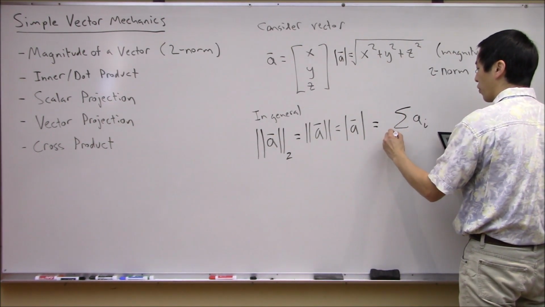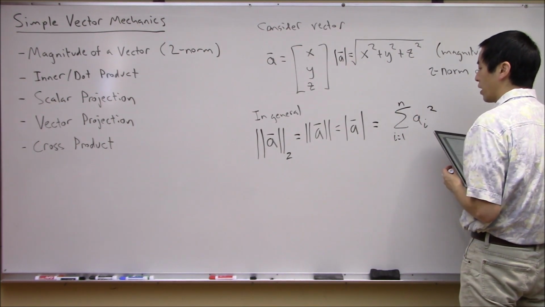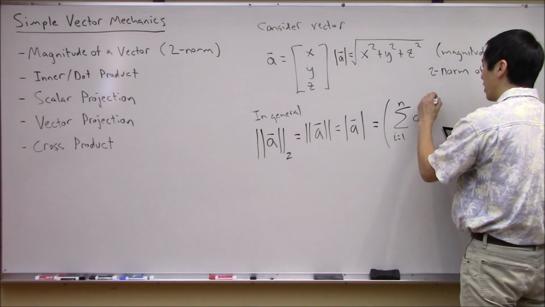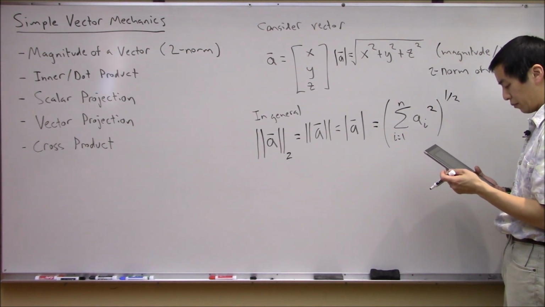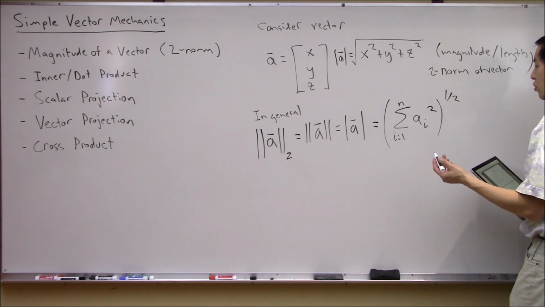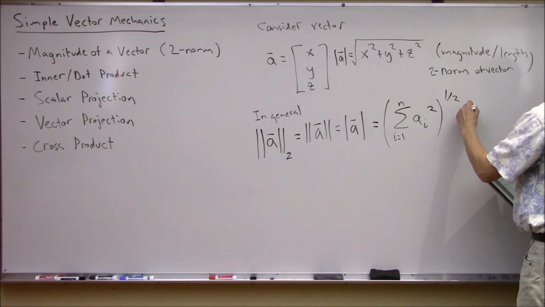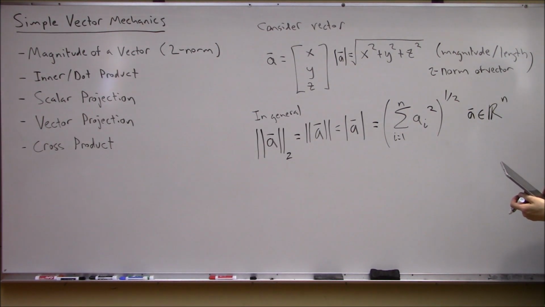So in other words, a way that we could write this is you sum all of the i components from i equals 1 to n, and you square these things. You sum them all up, and then at the end of the day, you take the square root of it. So again, this is for higher dimensions. So this is for A, which is in R^n, for an n-dimensional vector.